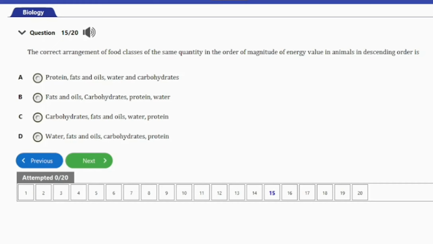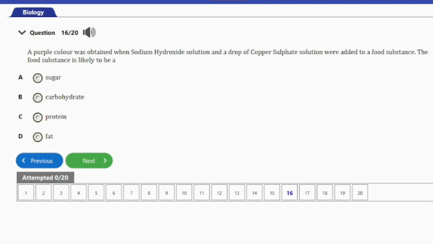So guys, the highest energy giving food is fats. That's the food with the highest amount of energy and calories. So we have fats followed by carbohydrates and then followed by protein and then finally water. So option B is the correct answer to this question. Let's go ahead and consider the next question, guys. That's question number 16 here.